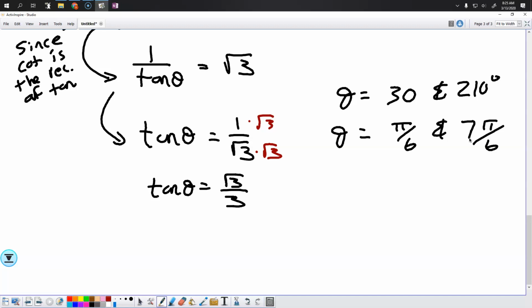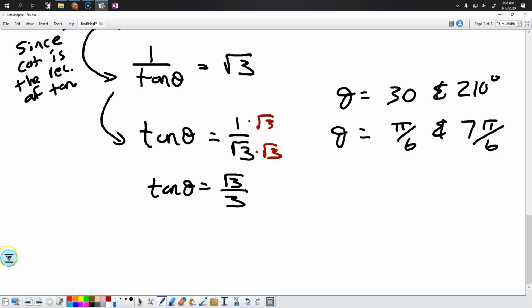So, I'm going to change cosecant into what? 1 over y. I'm going to change secant into what? 1 over x. And I'm going to change cotangent into what? 1 over tangent, right? Okay. And then after that, you just take the reciprocals and do what you got to do.